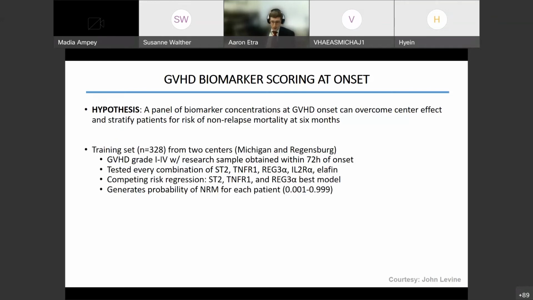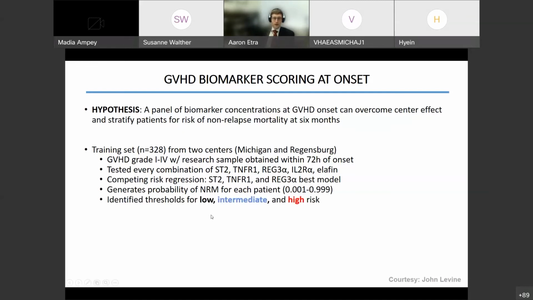In devising this initial paper, they employed a training set of 328 patients derived from Michigan and Regensburg in Germany. The inclusion criteria in the study were people who were diagnosed with grade 1 through 4 GVHD. The patients had to have a research sample that was obtained within 72 hours of onset of GVHD. And they tested every possible combination of ST2, again, a GI damage biomarker, TNFR1, a systemic biomarker, Reg3 alpha, a GI biomarker, and IL-2 receptor alpha, elafin, which is a skin biomarker, and they used competing risk regression to figure out which combination would be the best for predicting non-relapse mortality. And what they found in this study was that a combination of ST2, TNFR1, and Reg3 alpha provided the best model for predicting 6-month NRM, and it generates the probability of NRM for each patient.